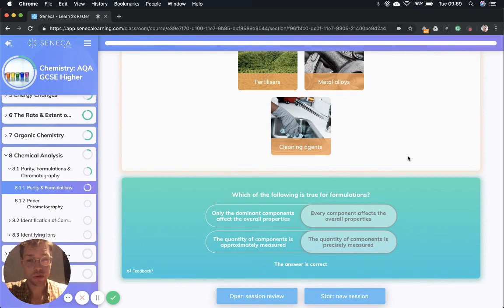And just to finish, two facts about formulations to take away with you into the big wide world. Every component of a formulation affects the overall properties. So every component is important, and the quantity of each component is precisely measured because we want everything to be precise and great.